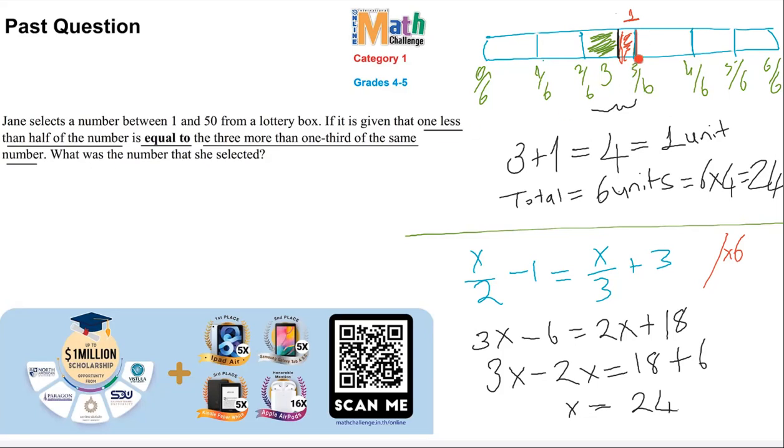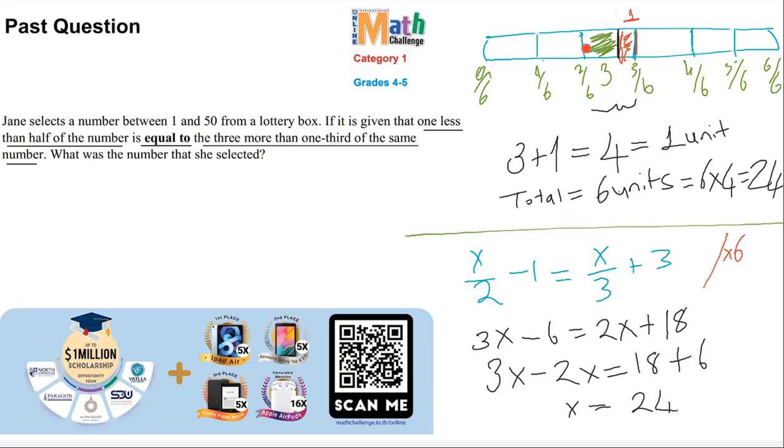According to this, let's check what we need to do. 1 less than half. If this is half, the black line is 1 less than half when we consider this red part as 1. The second part is 3 more than 1/3. This is 1/3, and if we add 3 more, we reach the same point because they are equal. Now when you check carefully, this rectangle has the value 3 plus 1, 4 units.